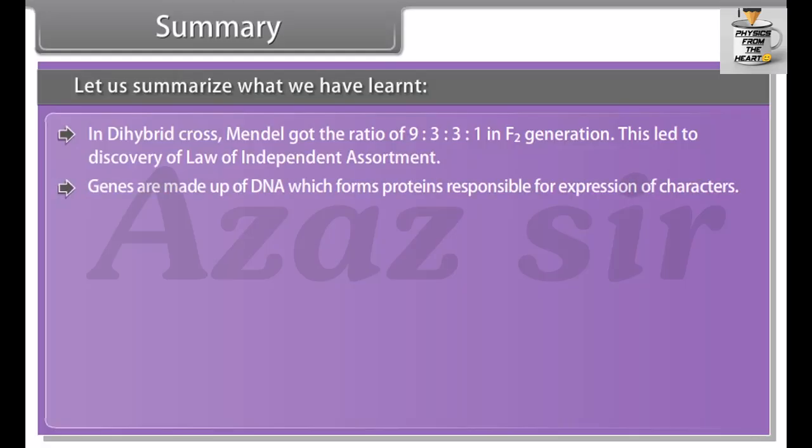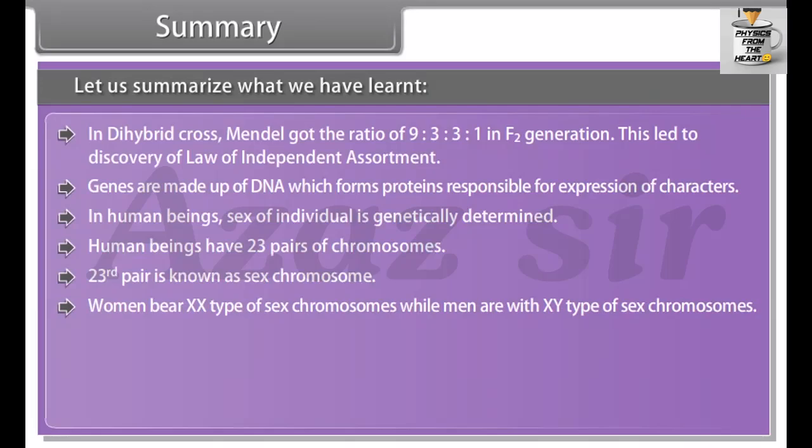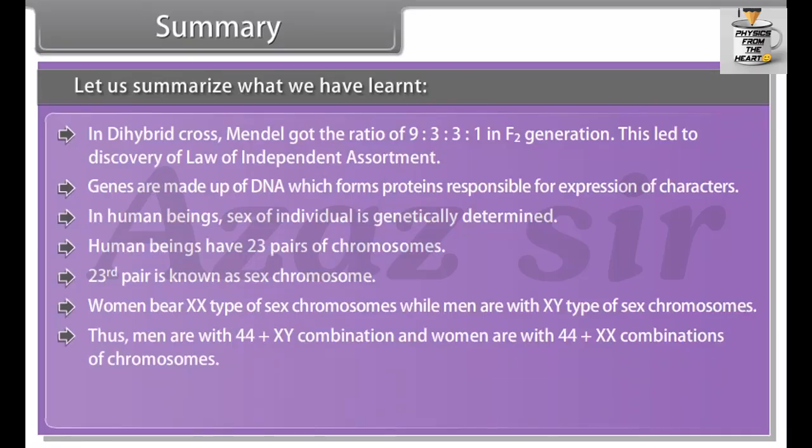Genes are made up of DNA, which forms proteins responsible for expression of characters. In human beings, the sex of an individual is genetically determined. Human beings have 23 pairs of chromosomes. The 23rd pair is known as the sex chromosome. Women bear XX type of sex chromosomes, while men have XY type. Thus, men have a 44 plus XY combination, and women have a 44 plus XX combination of chromosomes.